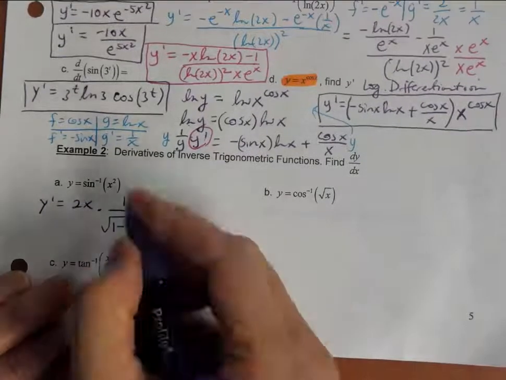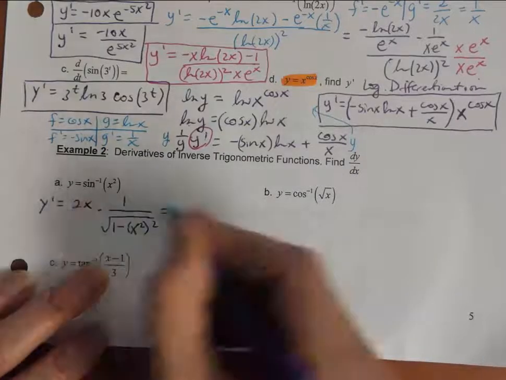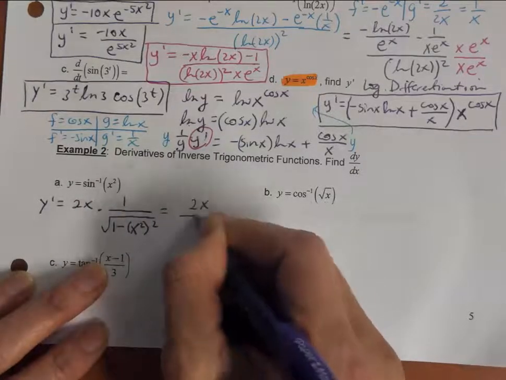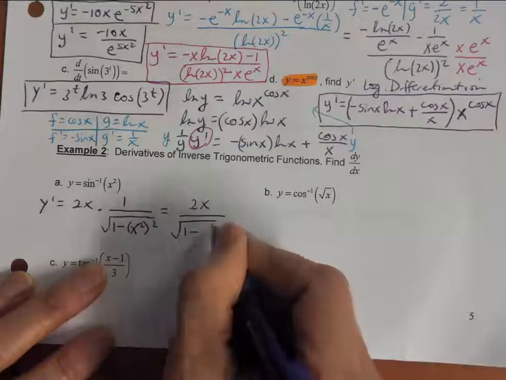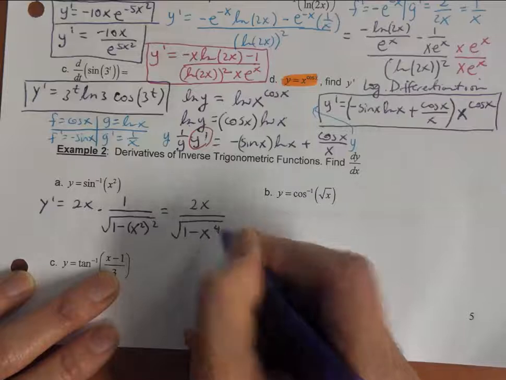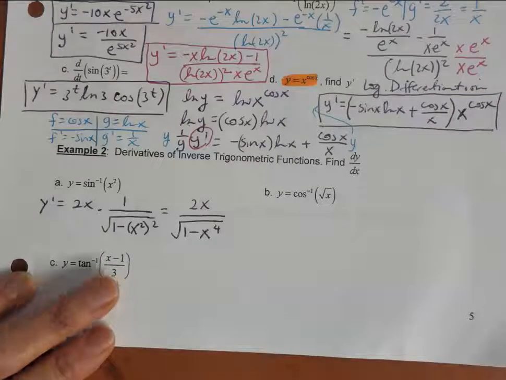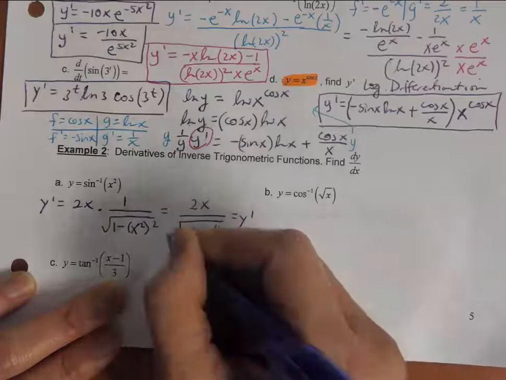X squared. So then if I simplify this, I'll bring the 2x up to the numerator and then just clean up what's under the radical a bit. 1 minus, what would x squared squared be? X to the 4th. Okay, and then is there anything to simplify? Nope, and then that's it. So that will be your y prime.